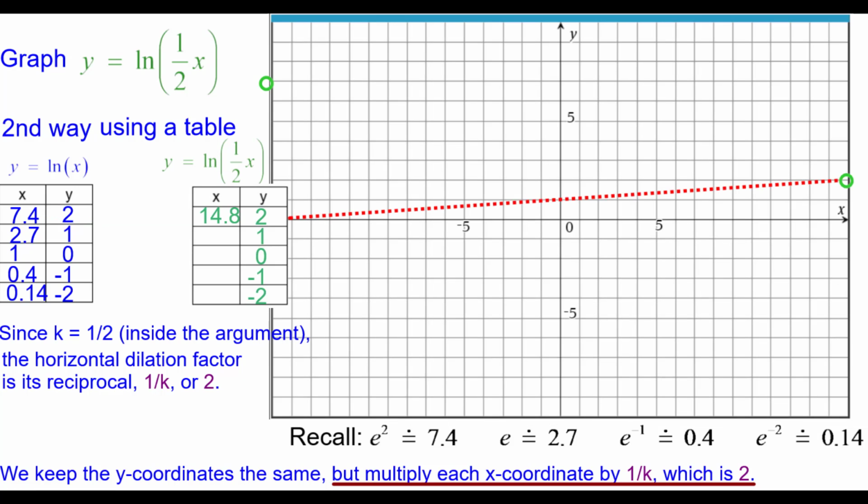So we'll plot 14.8, comma 2. Double the x coordinate here, 5.4, comma 1. Go ahead and finish these 3 values here, these 3 points, plot them, press pause, and continue when you're ready. One times 2 is 2, 2 comma 0. 0.4 double to 0.8 comma negative 1. And 2 times 0.14, 0.28 comma negative 2.